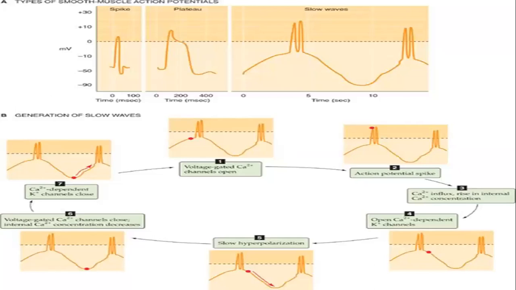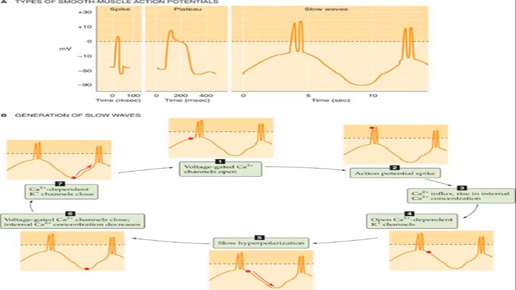Now we will discuss the smooth muscles. In the smooth muscles, there are different types of action potential. You see the pictures. Some may be spike, some may be plateau potential, and there may be slow waves. For the slow waves, we have discussed in the last class, there are voltage-gated calcium channels. They open and there is a rise in the membrane voltage, which is responsible for the action potential spike. So inside the cell, there is an increase in calcium concentration.